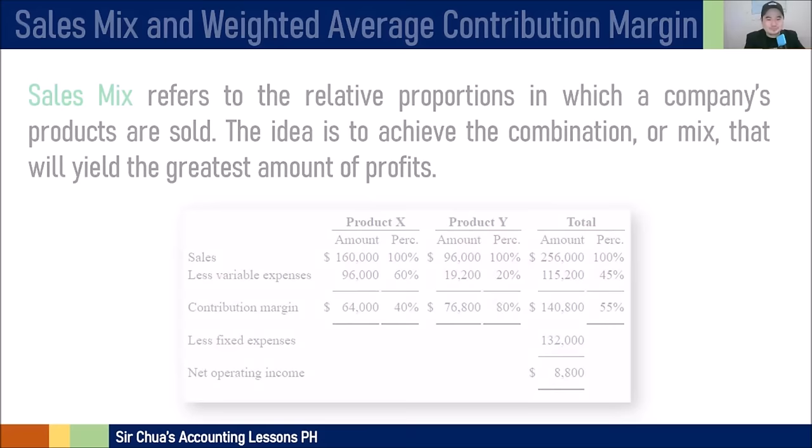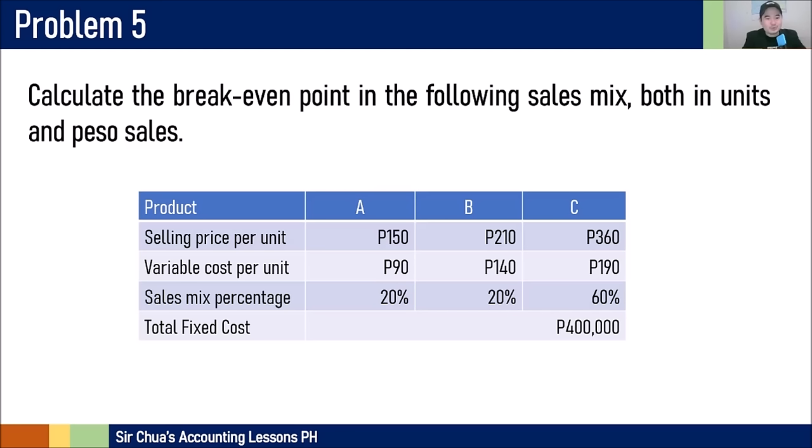Okay. Calculate the break-even point in the following sales mix, both in units and peso sales. So, paano daw po kumuha ng break-even point kung sakaling tatlo naman po yung products ng company? Ang binigay po sa inyo is product A, B, and C. Ito po yung kanyang individual selling prices. And then, ito po yung mga variable cost per unit niya.